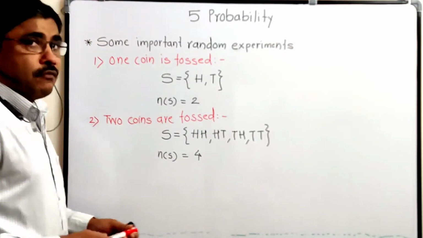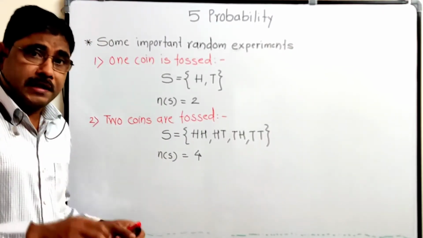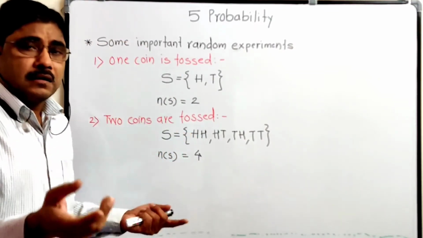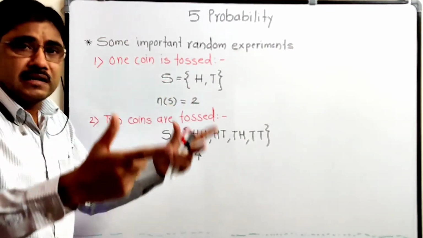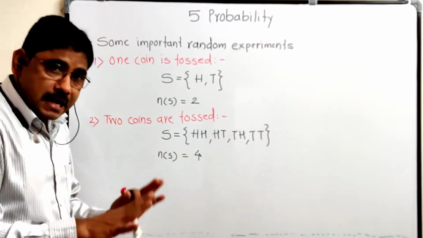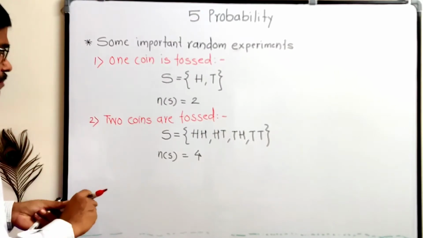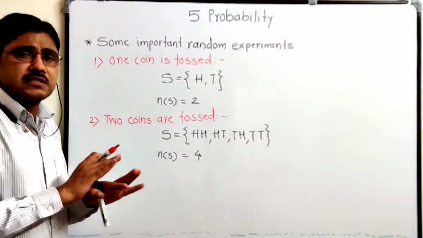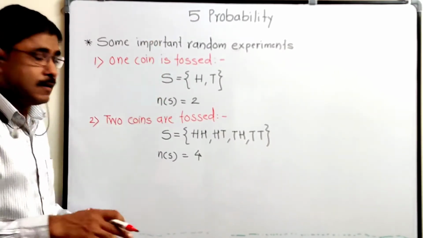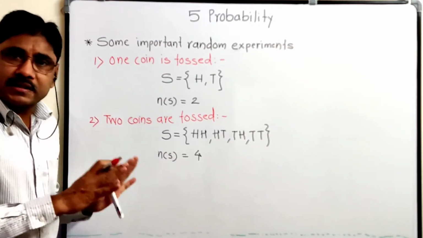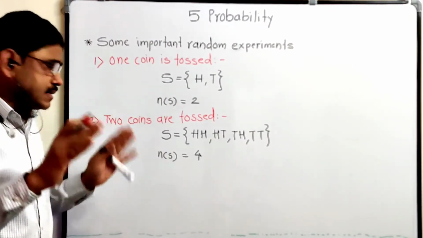The third one is when we toss a single coin 3 times. If 3 coins are tossed simultaneously, the result is the same again. So this is the third random experiment. Remember these random experiments, because nothing else is there in probability, and then you can solve any sum.